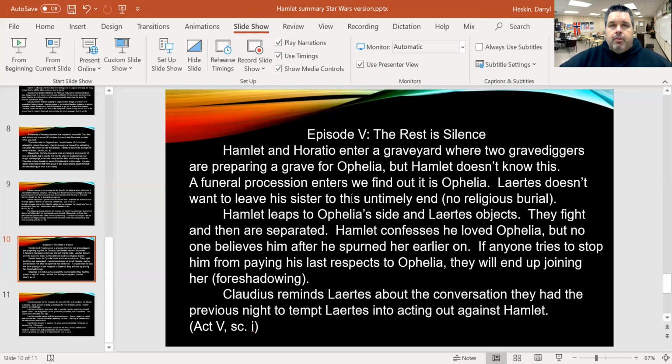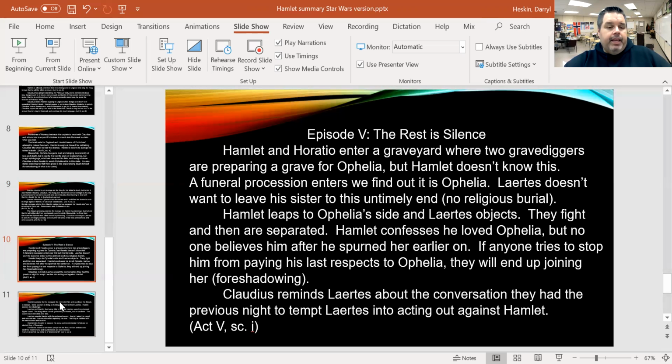So Claudius has to, again, calm Laertes down and just keep him focused on this duel that they have discussed earlier at the end of Act 4. And that was to have a public duel with Hamlet, and they'll poison a sword, and then have a backup plan of a poison drink. Okay, so Hamlet says he wants to pay his last respects, and then he will be joining Ophelia shortly. So we have a foreshadow there.